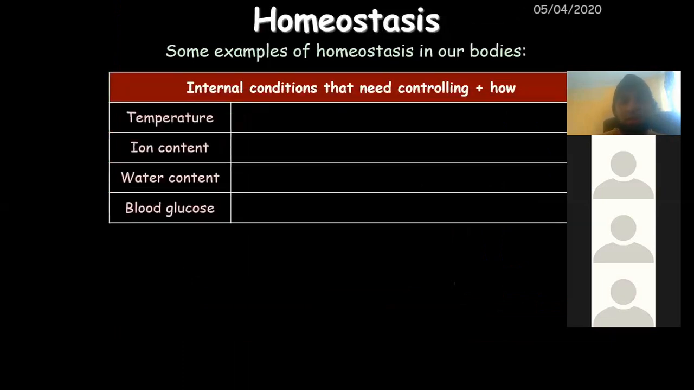Okay, so some examples of homeostasis in our bodies. We control a number of things we said last week. And last week's lesson's recorded as well, so if you need it, I'll send it to you. We control our temperature. We control our iron content. We control our water content. We control our blood glucose. So temperature, how do we control it? We can increase our temperature by shivering, lose it by sweating.